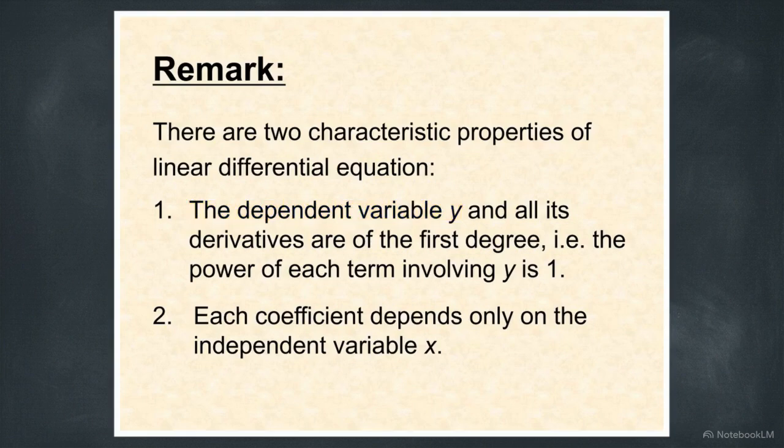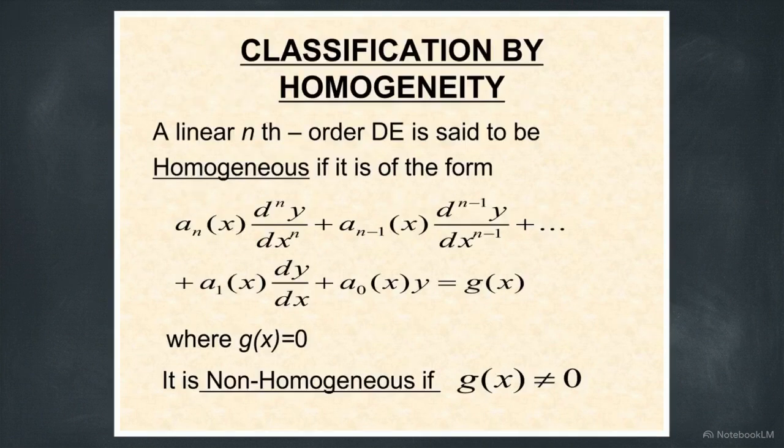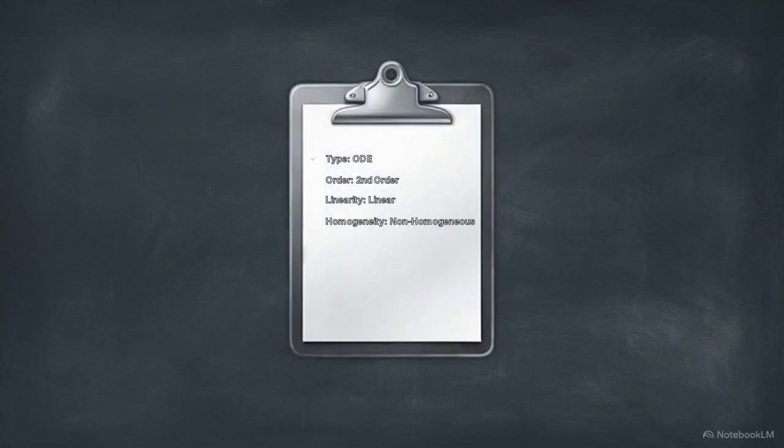Here we see exactly how those rules are broken. If a coefficient depends on y, as seen in the first example, or if there is a trigonometric function of y, like sine or cosine in the second, the equation is classified as nonlinear. Finally, we check for homogeneity. If a properly arranged linear equation equals 0, it is homogeneous. If it equals a function of x, meaning there is an external influence on the system, it is non-homogeneous. Profiling an equation's linearity and homogeneity acts as a diagnostic test, identifying the specific integration strategy needed to find the original function.